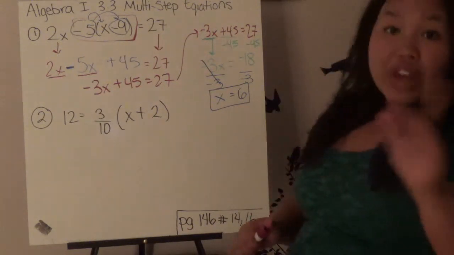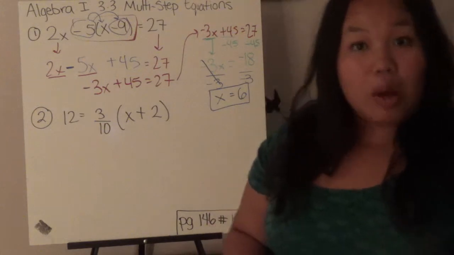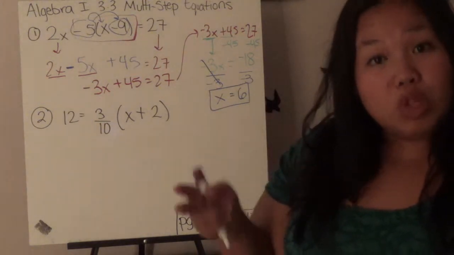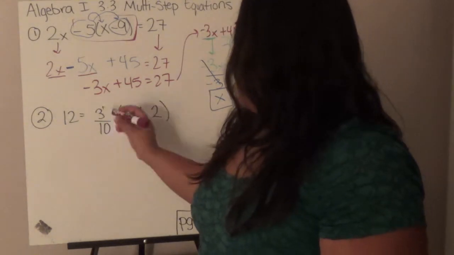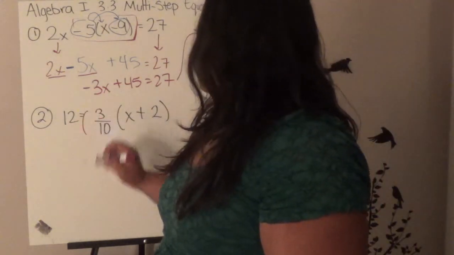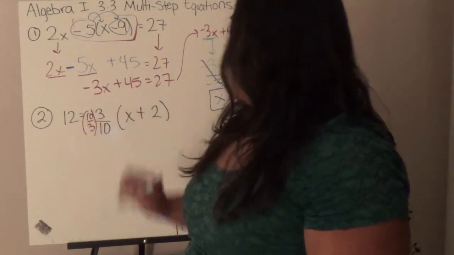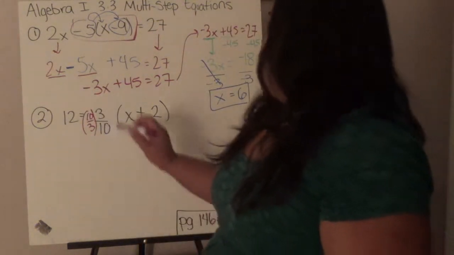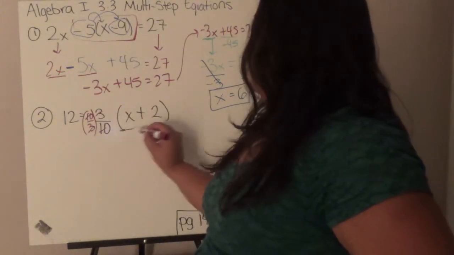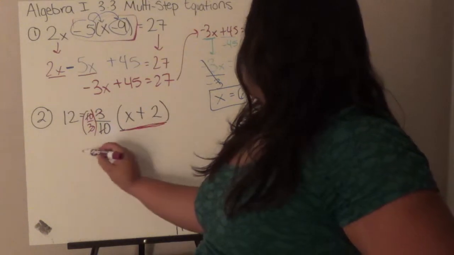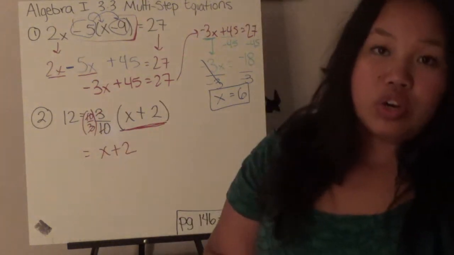Number 2 has a fraction. Now remember, in the last video we learned how to deal with fractions. We just do the opposite, which is we flip and we multiply by its flip. So if I want to get rid of 3 over 10, I have to multiply it by its reverse, its opposite, which is 10 over 3. Remember that from the last section? Okay? That way this 10 and this 10 cancel out, and this 3 and this 3 cancel out, leaving me with just this parentheses, which is x plus 2. Because the parentheses is by itself, I no longer need to pay attention to it.